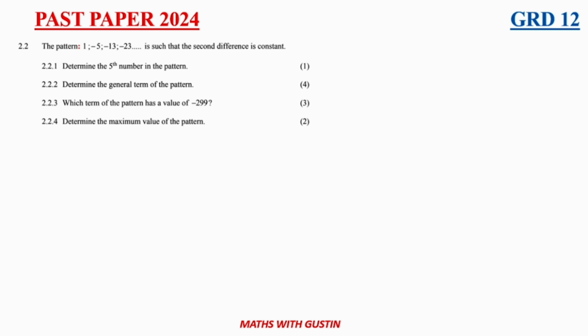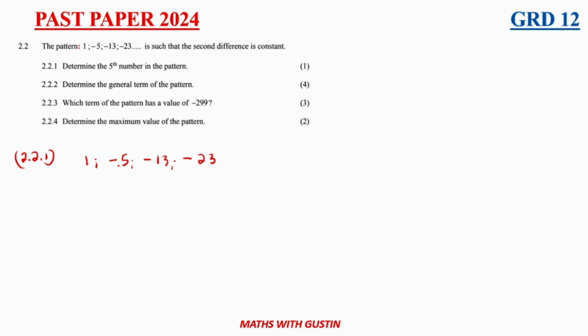All right, 2.2. The question says the pattern 1, minus 5, minus 13, minus 23 is such that the second difference is constant. So already, what are they saying to us? They are saying that what you have here is a quadratic pattern. Determine the fifth term in this pattern. Okay, let's come here and have a look. 2.2.1. I'm going to have 1, minus 5, minus 13 and then minus 23.